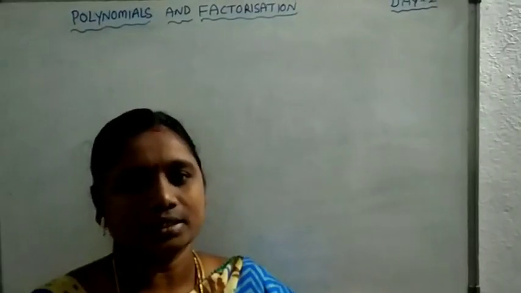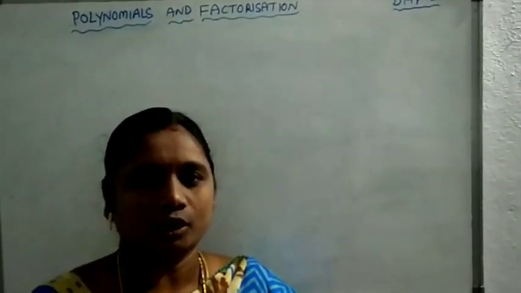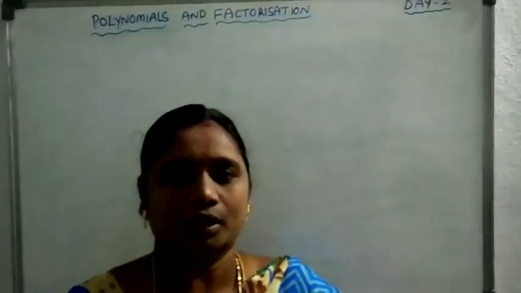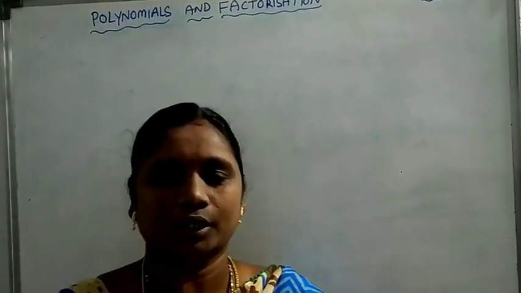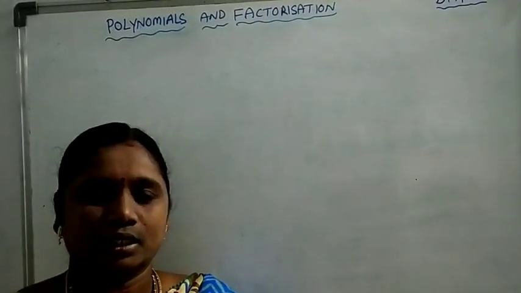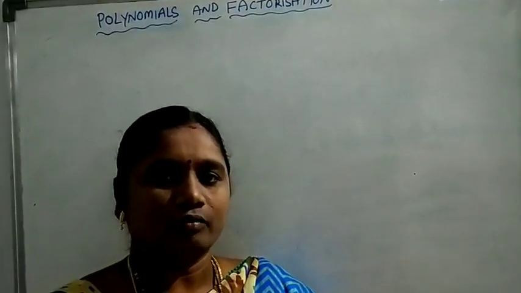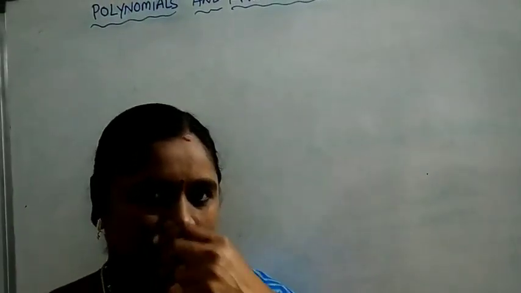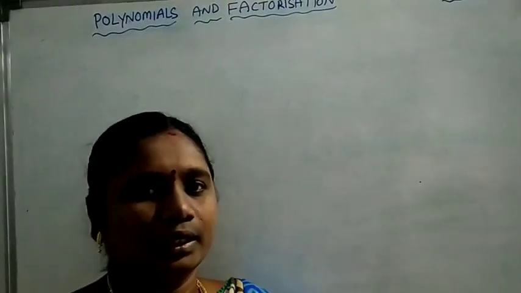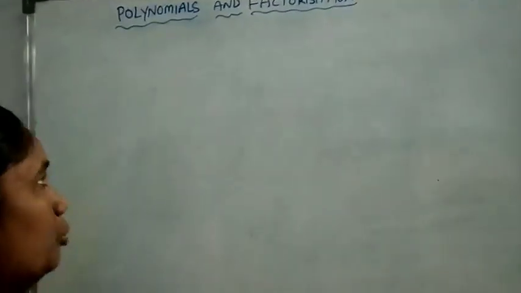Children, in yesterday's class we learnt what a polynomial is, which of the given algebraic expressions are polynomials or not, the degree of the polynomial, types of polynomials according to degree and types of polynomials according to the number of terms. Also, we found the general form of polynomials, the value of the polynomial and the zero of the polynomial. In today's class, we will learn clearly about the zero of the polynomial.